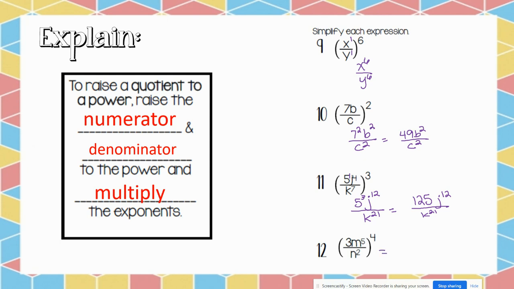For 3m to the 5th over n to the 2nd, we have to remember that 3 has an invisible exponent of 1. So 1 times 4 is going to give us 4, so this is 3 to the 4th power. M to the 5th to the 4th means that we're going to have to do 5 times 4, which is m to the 20th power. N to the 2nd to the 4th means that we're going to have to do 2 times 4, which is n to the 8th. Well, if we do 3 to the 4th power, that's 3 times 3 times 3 times 3, which would give us 81. So this is 81 m to the 20th over n to the 8th.